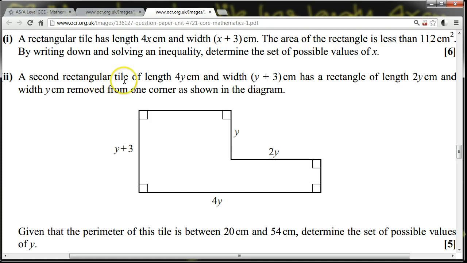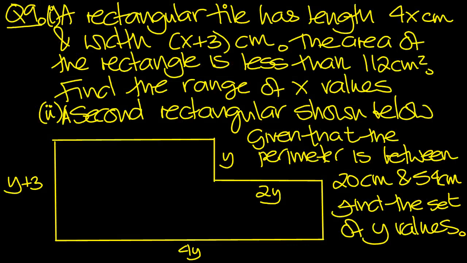A second rectangular tile of length 4y and width y plus 3 has a rectangle of length 2y and width y centimeters removed from one corner as shown in the diagram. Given that the perimeter of this tile is between 20 and 54 centimeters, determine the set of possible values of y. So I've got the question here then.